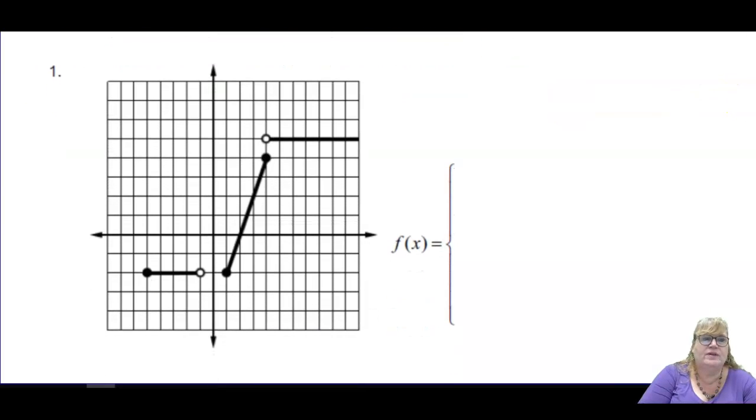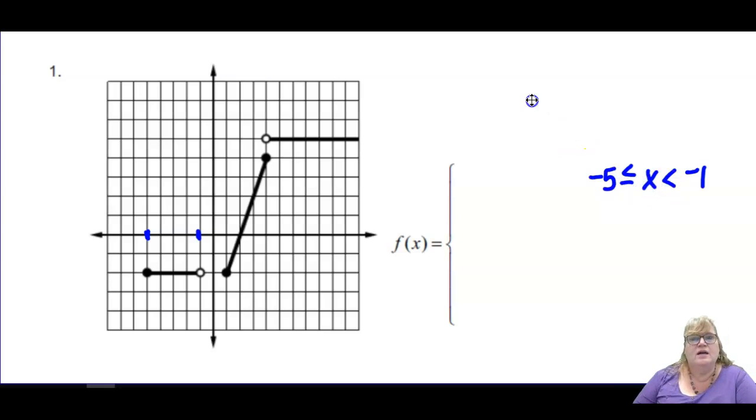So the first one has 3 linear pieces. Now we can do this in 2 steps. I like to write all the if parts over here. So the first piece goes from -5 to -1, and it included -5, and it did not include -1, so we need just a less than.